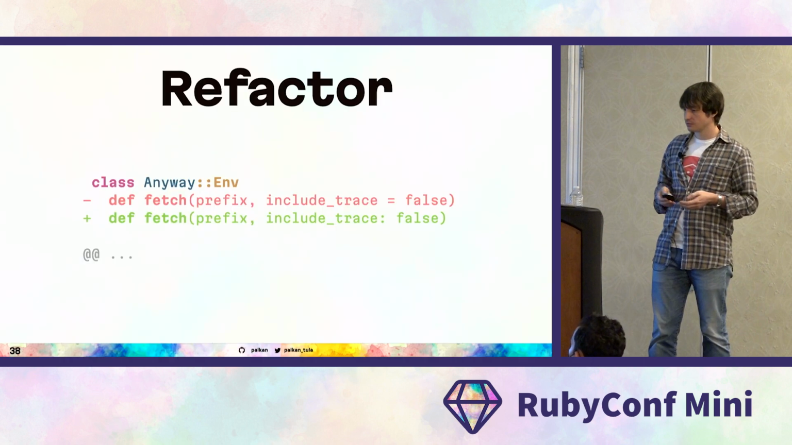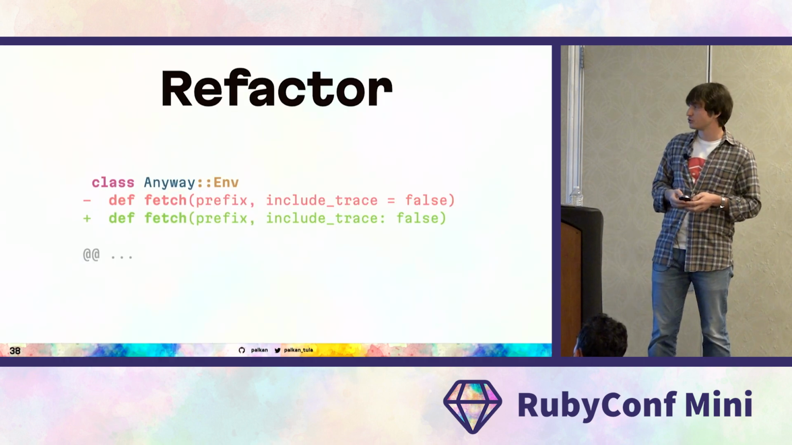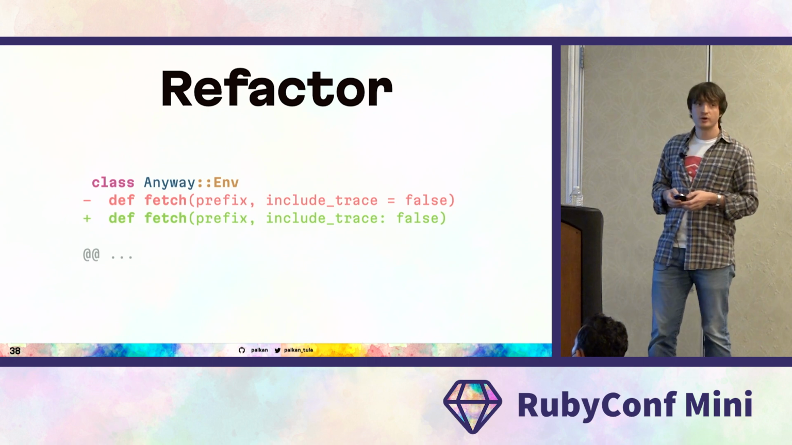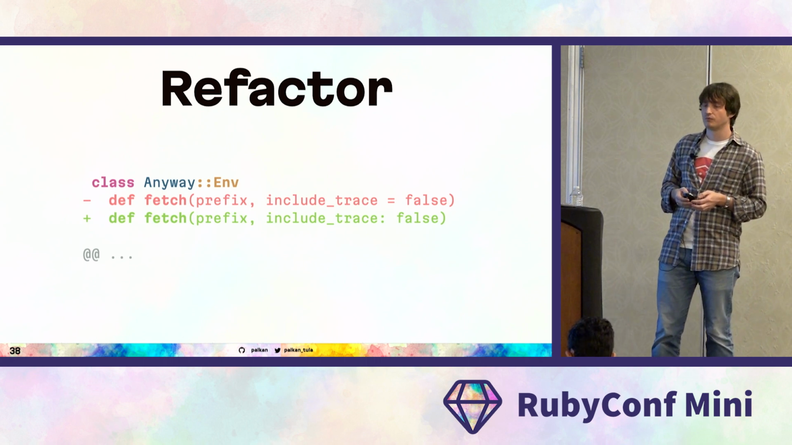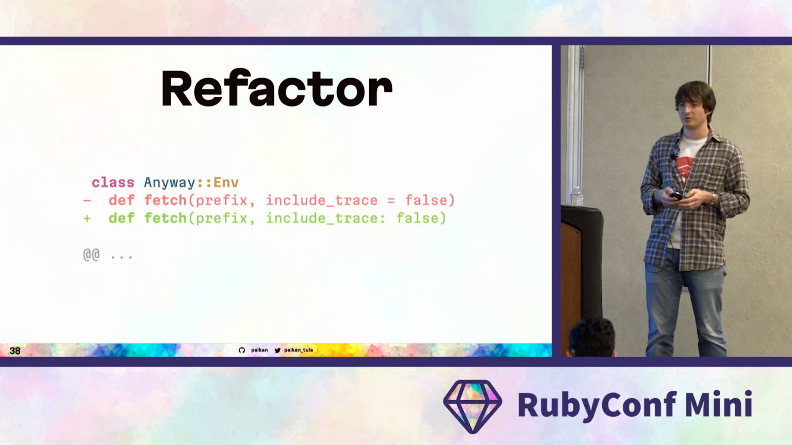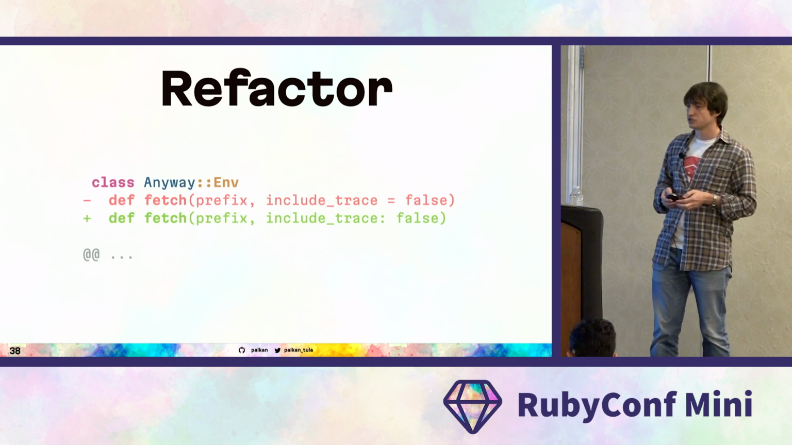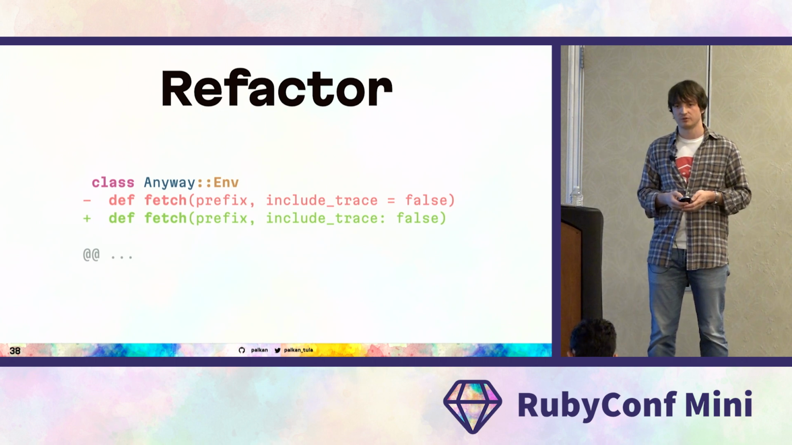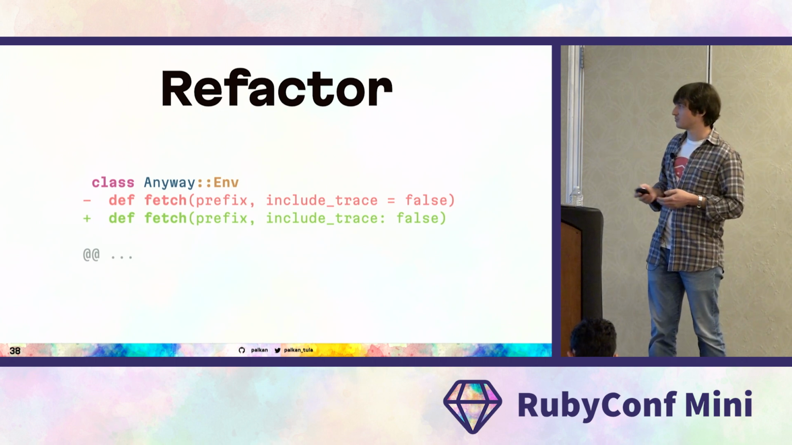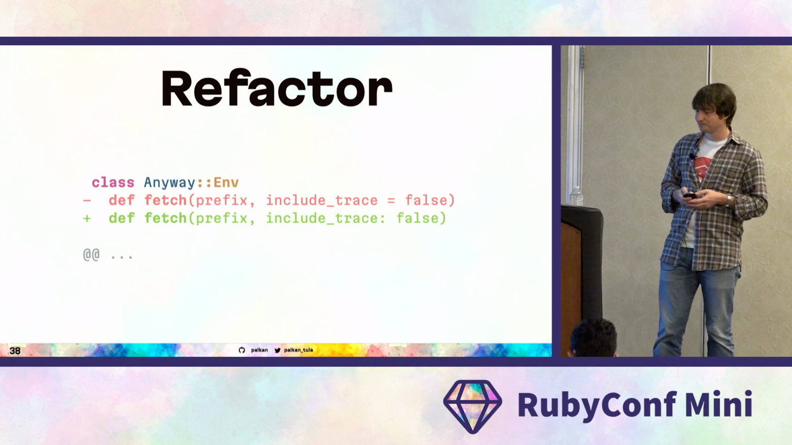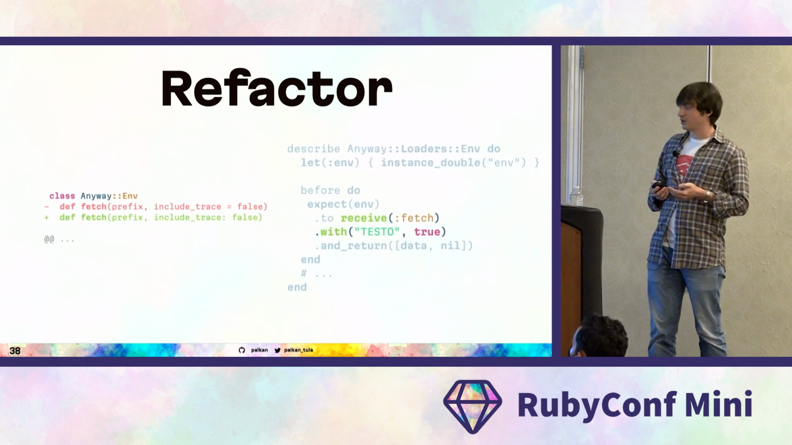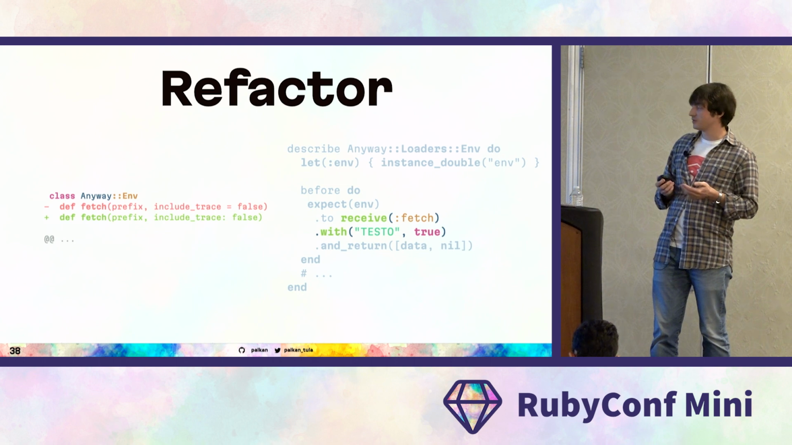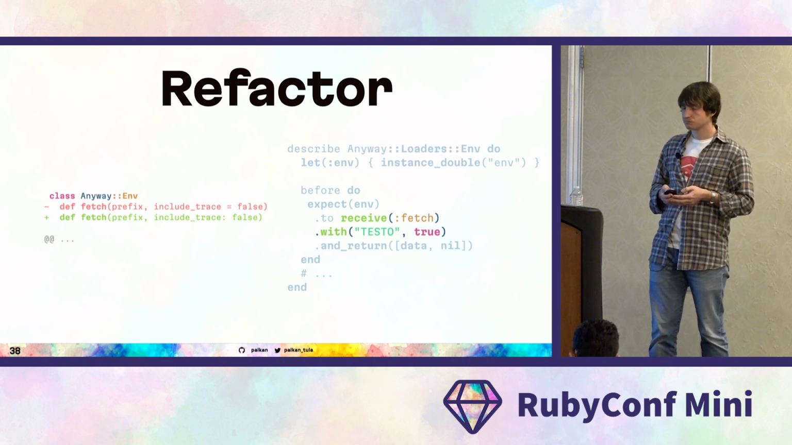Okay, let's continue our dangerous refactoring. So we realized that adding some behavior with a positional Boolean argument is not a good idea. It's never a good idea. So let's convert it into a keyword argument, right? That's much better from an API design perspective. Still, our test suite stubs the method which accepts a positional argument.